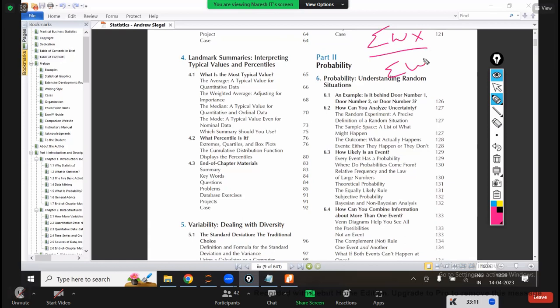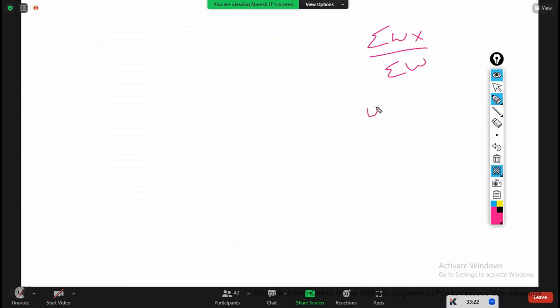Okay, today I don't have the pen, so I'm trying something different. Sigma Wx by sigma W means weighted average. The weighted average is W1 x1 plus W2 x2 divided by W1 plus W2. This is not U, it's W.